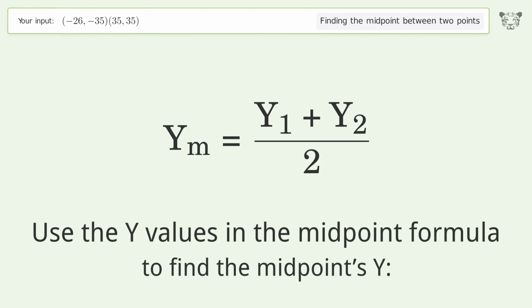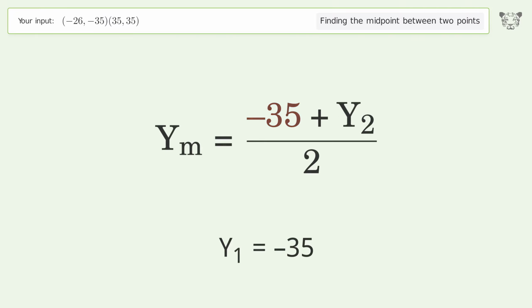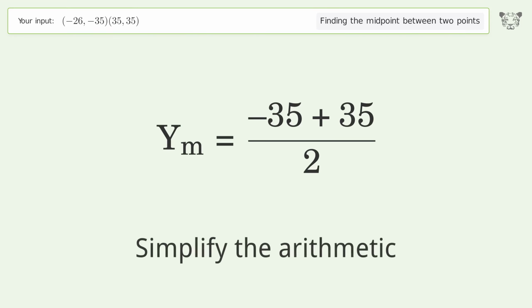Use the y values in the midpoint formula to find the midpoint's y. y1 equals -35. y2 equals 35. Simplify the arithmetic.